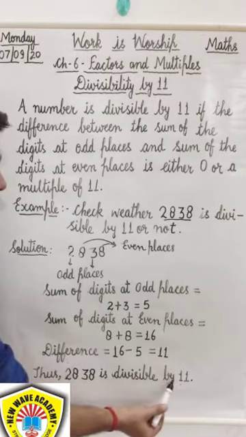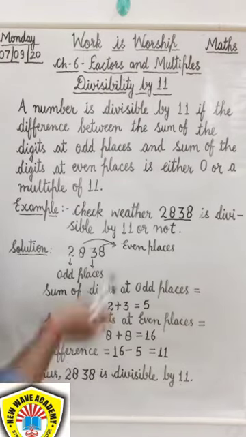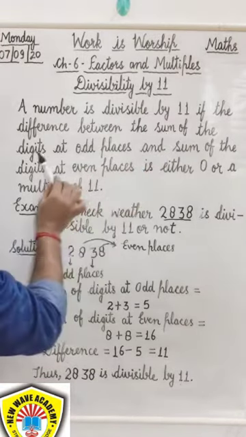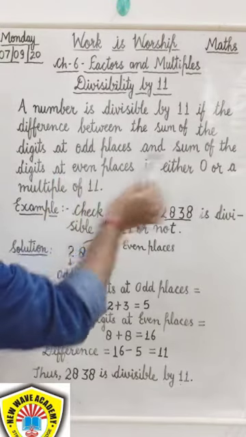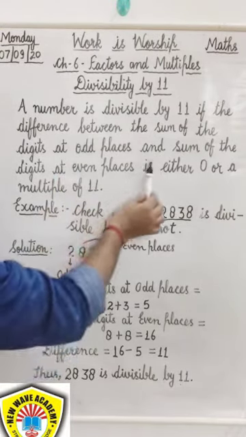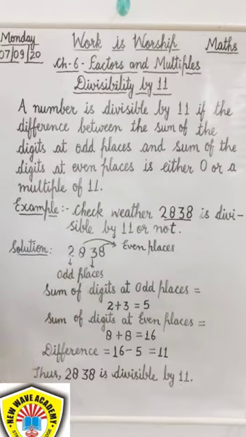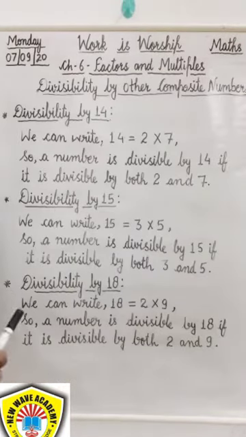2838 is divisible by 11 because the difference between the sum of the digits at odd places and the sum of the digits at even places is 11, which is the multiple of 11. So हमारा 2838 जो नंबर है वो किससे 11 से डिविजिबल होगा. Okay, students, let us discuss the divisibility rule of other composite numbers.